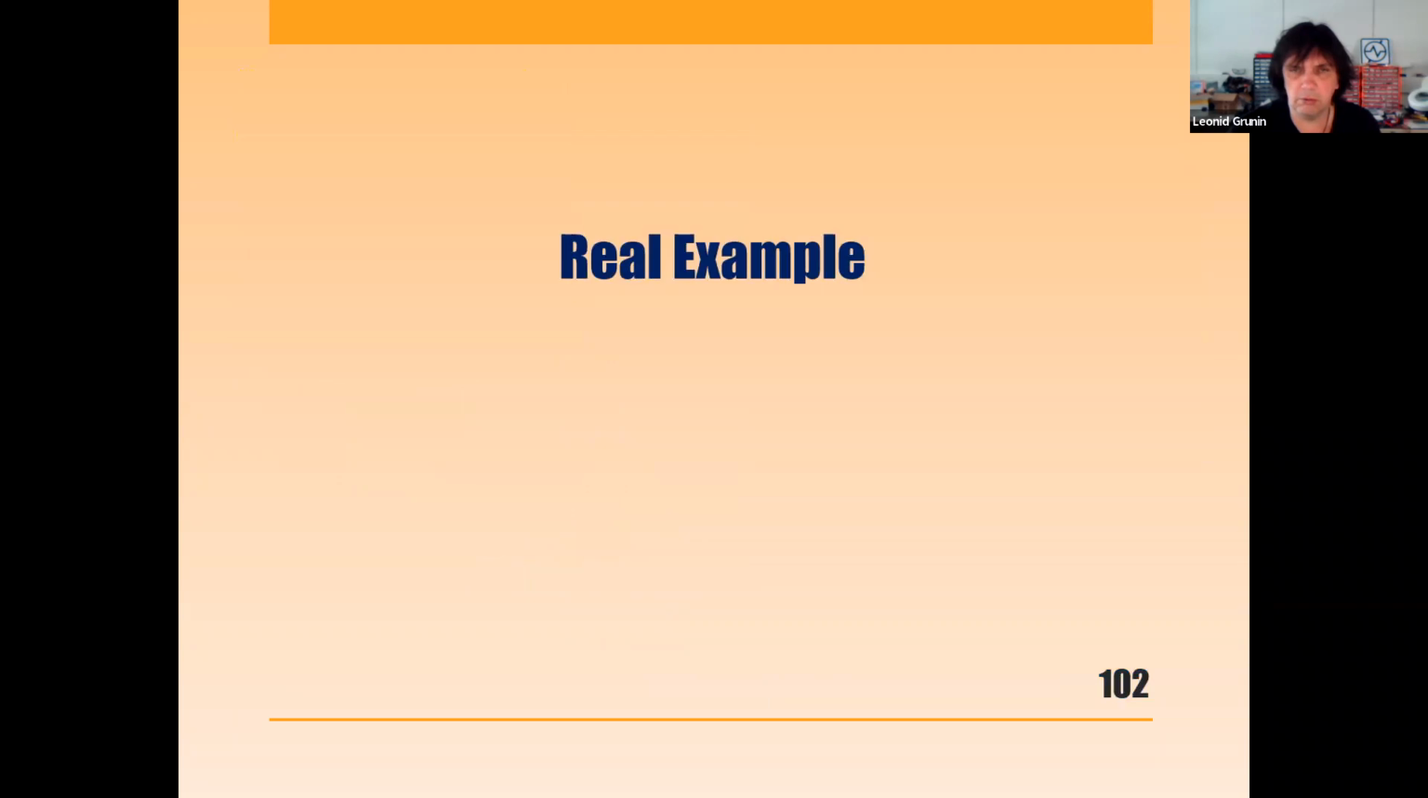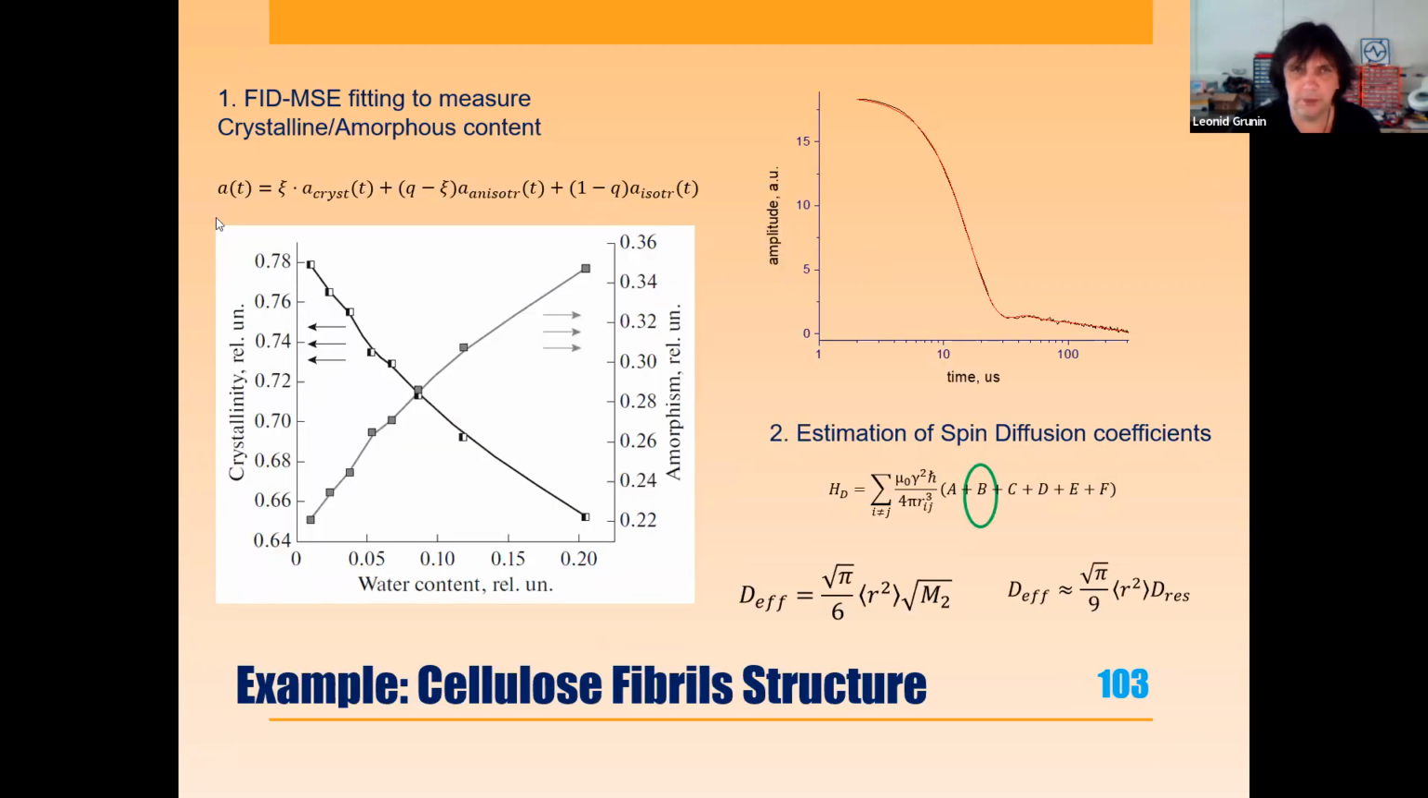And based on this estimation, we measure the magic sandwich echo to get to know the ratio between, let's say, the amorphous and crystalline parts, and also to get an idea about the diffusion coefficient. For the diffusion coefficient, we calculate the second moment from the line, and we calculate the effective diffusion coefficient. Then this graph shows you how the crystallinity and amorphicity depend on the humidity of cellulose fibers.